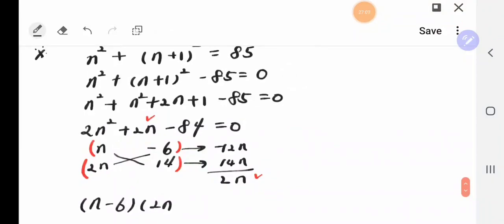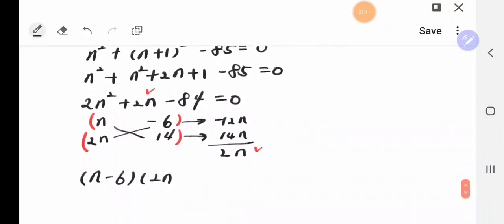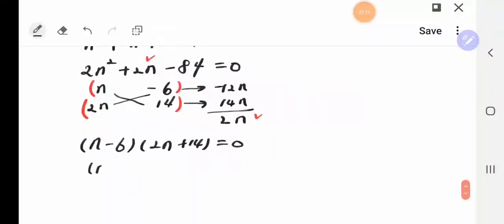Actually, we could factor out 2, but still okay. Plus 14 is equal to 0. If you didn't factor out 2, then you can do it now. So from the second factor, you can factor out 2. n plus 14 is equal to 0.